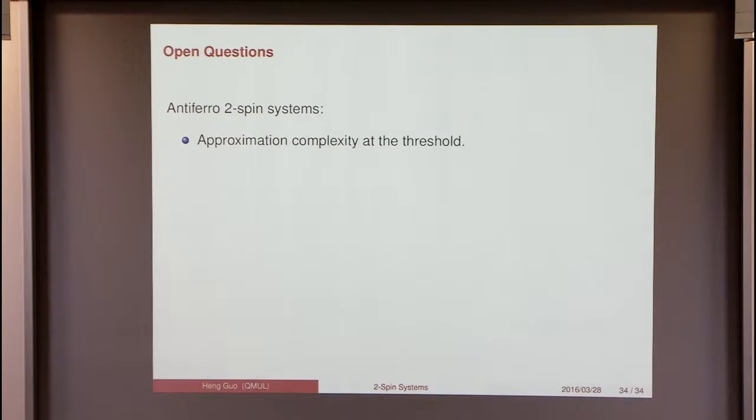Okay. So that's about it. Let's finish with some open questions. For any ferromagnetic two-spin system, the major open question is what is the approximation complexity at the threshold? We know that the correlation does decay, but it decays not at an exponential rate, it decays at some polynomial rate. So this only gives us an approximation for the log partition function rather than the partition function itself.